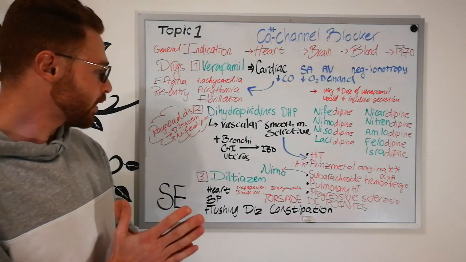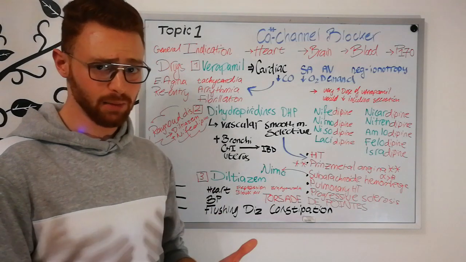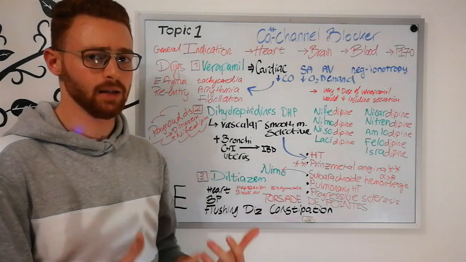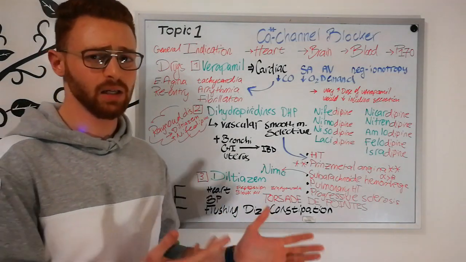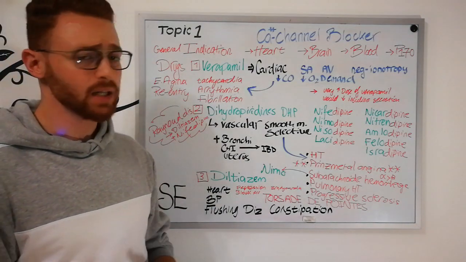And the elimination of these drugs also happens in the liver by metabolism, so it is extensively metabolized in the liver, and then the metabolites are going to be eliminated by urinary excretion. So I think that's all about the calcium channel blockers.